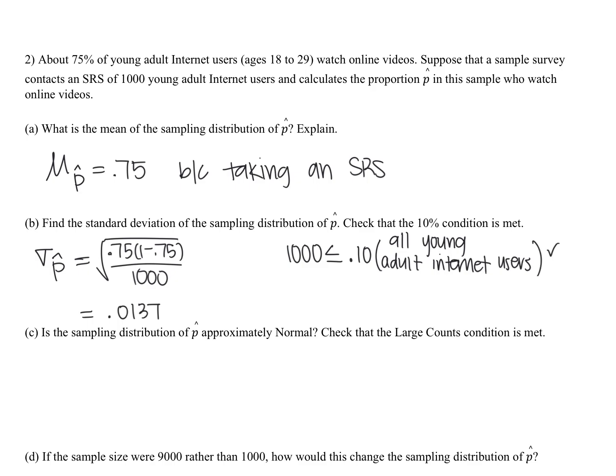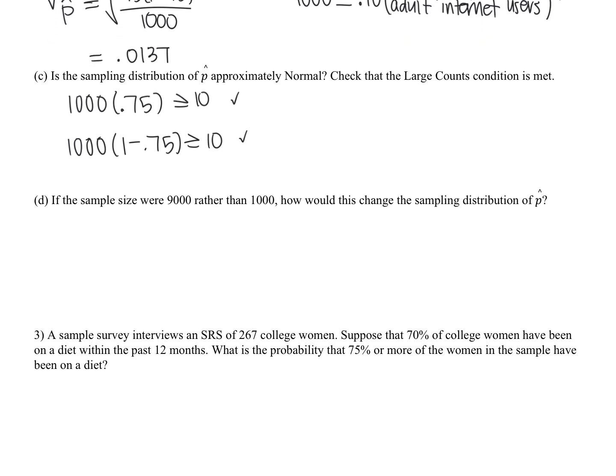And then C asks us again to check that we have a normal distribution. So 1,000 times 0.75 and 1,000 times 1 minus 0.75 have to be greater than or equal to 10. And that's going to be 750 and 250. So both of those are met. D is a little bit different on this one. So instead of actually asking for a probability calculation, I ask if the sample size were 9,000 rather than 1,000, how would this change the sampling distribution of p hat?